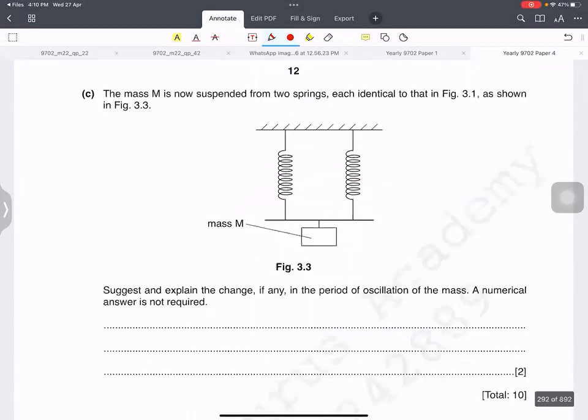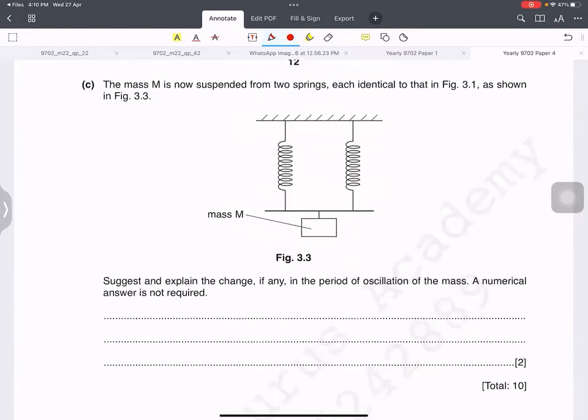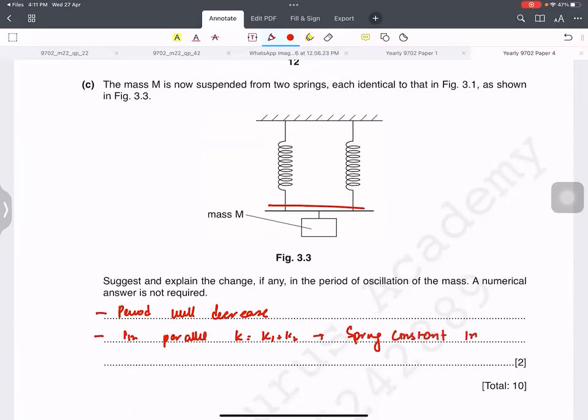Mass is suspended with an identical spring, suggest how this may change the period; a numerical answer is not required. The period will definitely change, I think, right? Because there will not be as much movement now, so the period will just decrease. Two marks for one. Period decreases because in parallel k equals k1 plus k2. This means the spring constant increases.